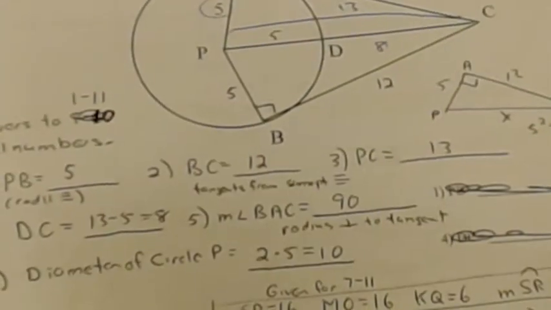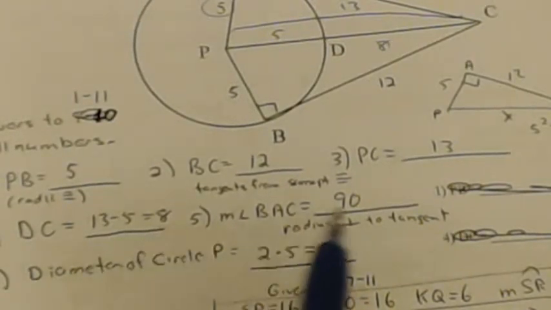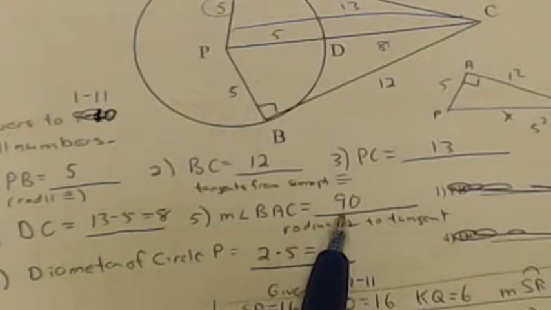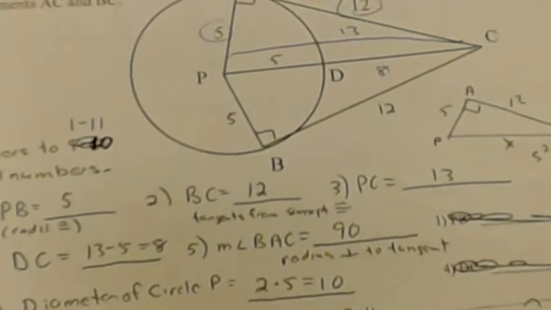And that's your answer here. 13 minus 5 is 8 for DC. And we've already answered that part, so we're done with that diagram, except what's the diameter of the circle? Well, if the radius was 5, the diameter would be twice that, and 2 times 5 is 10.